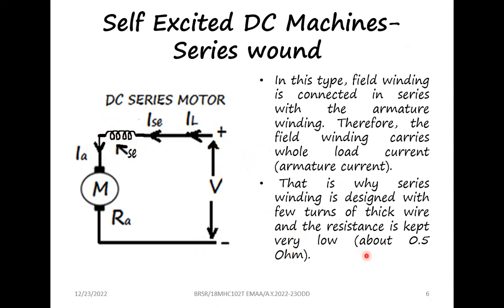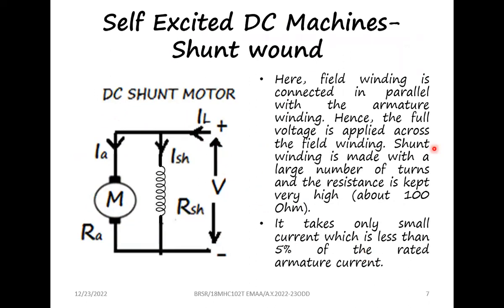In the case of a shunt machine, the field winding is connected in parallel with the armature winding like this. And here the full voltage is applied across the field winding. Shunt winding is made with a larger number of turns with a thin wire, and the resistance is kept very high. It takes only a small current, which is less than 5% of the rated armature current.